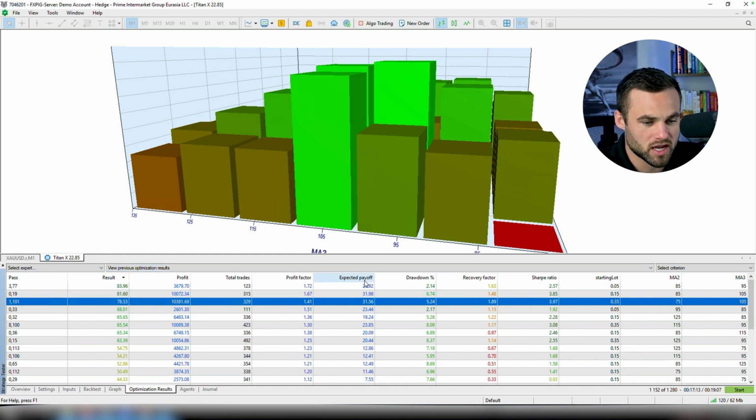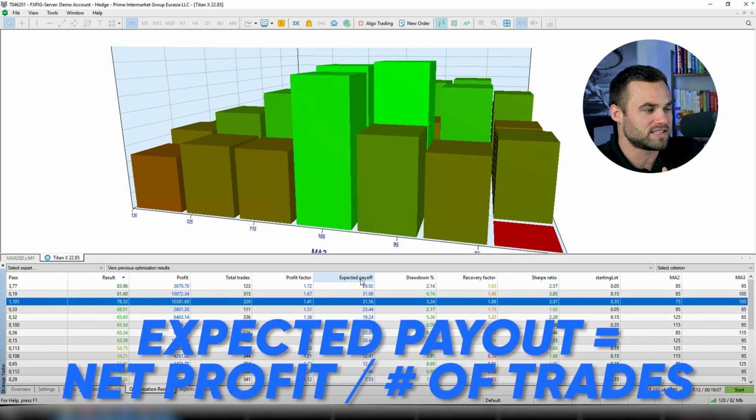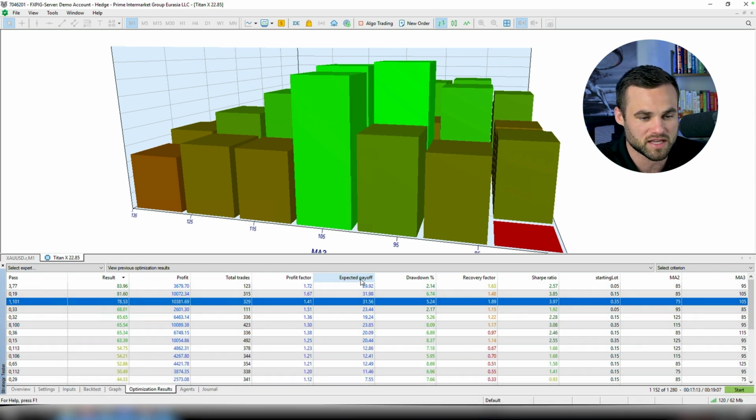So the first thing here is the expected payoff. Essentially, how it's calculated is it takes the total net profit, and then divides it by the total number of trades. So the expected payoff is how much money you are expected to make per trade. And you can see here, I'm expected to make maybe $30 per trade. This is the expected payoff for every trade that I put on, taking all winners and losers.